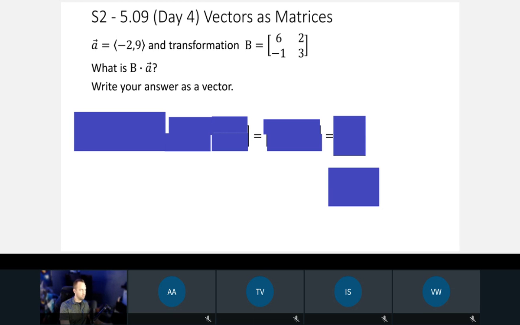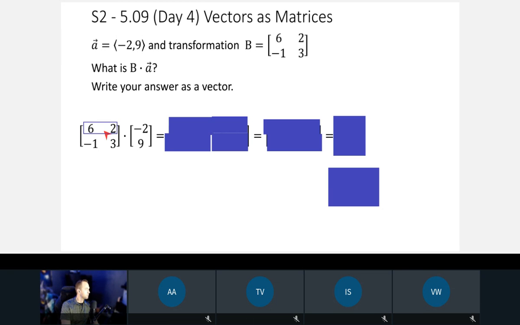Okay, so you set it up with the transformation matrix, so B, and then times the vector in matrix form, which you would do as a column so it matches the first one. And then you would multiply, hang on, I'm going to do the pointer. So you would multiply this by this and this by this, and then add those together. So you do 6 times -2 is -12, and 2 times 9 is 18, and you combine those and it's 6.